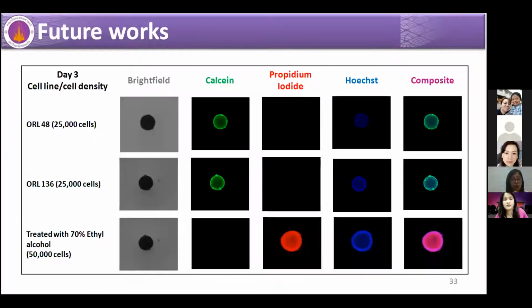And this is my future work. I'll be testing the viability of the spheroids. The first row represents OL48, where the green is for live cells, and it has no dead cells, and the host, and the composite of these three colors. And even OL136 shows a similar trend. And the last row is for control, where the spheroids were treated with 70% ethyl alcohol.